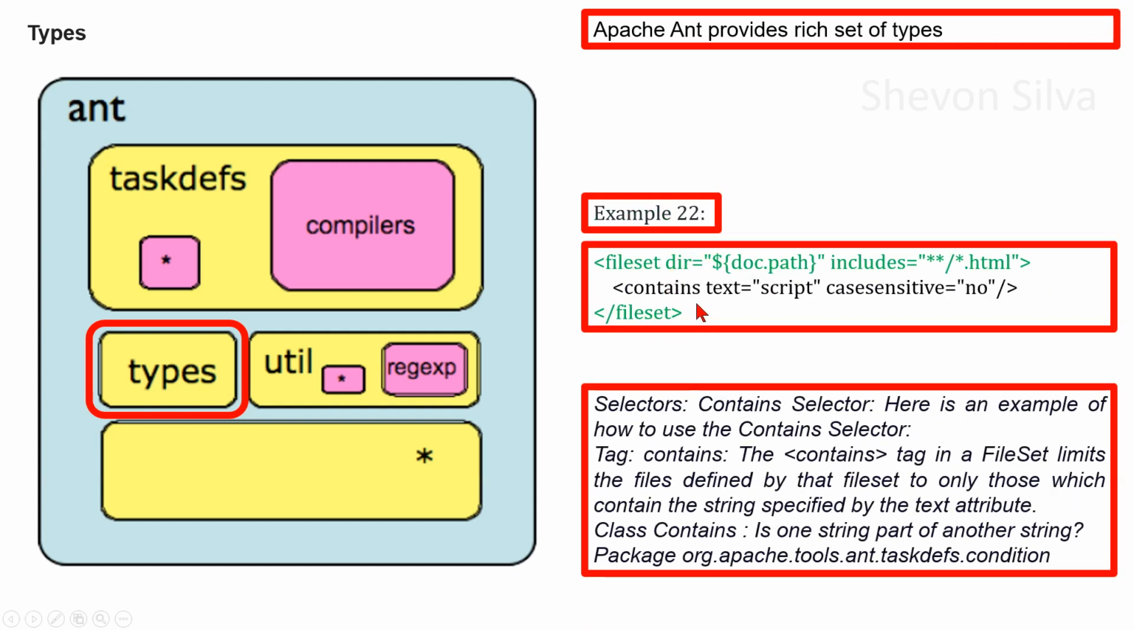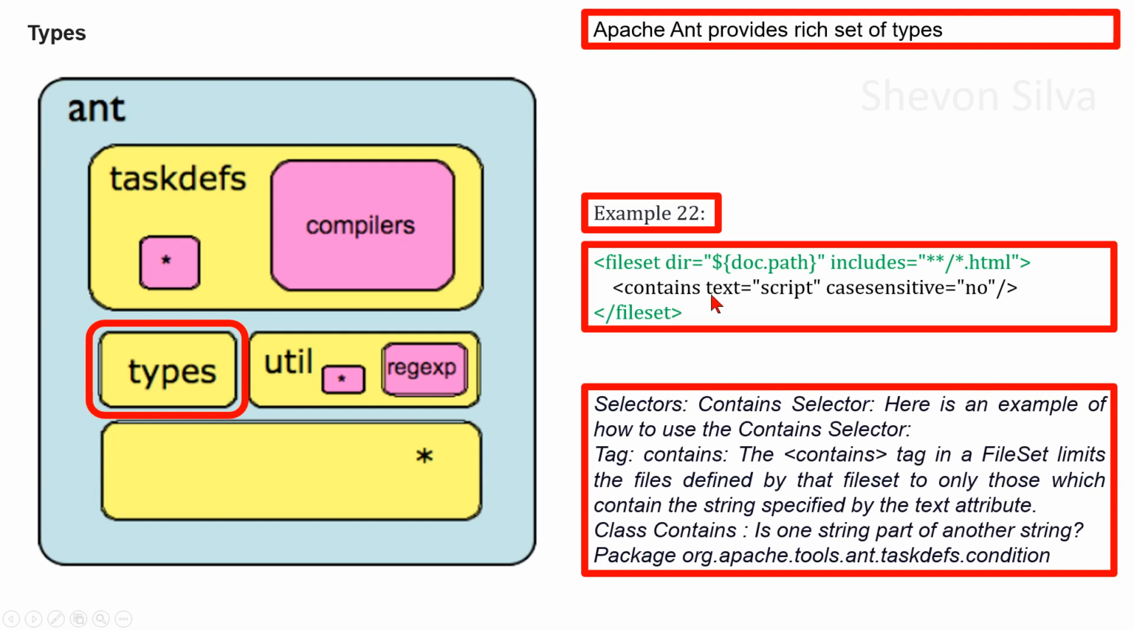Now we are considering selectors. Contains selector. Here is an example of how to use the contains selector. The contains tag in a file set limits the files defined by that file set to only those which contain the string specified by the text attribute. Regarding API, we can consider class Contains, which tests whether one string is part of another string. This is in the package org.apache.tools.ant.taskdefs.condition.